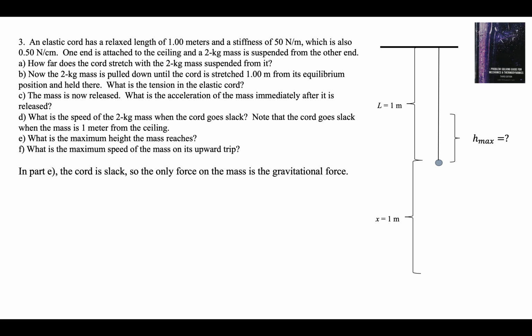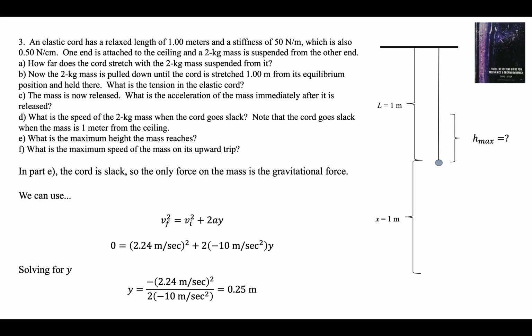The cord is slack. The only force is gravitation, and that's a constant force. So we can use, for example, v final squared equals v initial squared plus 2ay. v final is 0, v initial is 2.24 meters per second, and acceleration is minus 10 meters per second squared, downward. We can solve for y, and we get 25 centimeters, 0.25 meters. That's part E. Now part F.